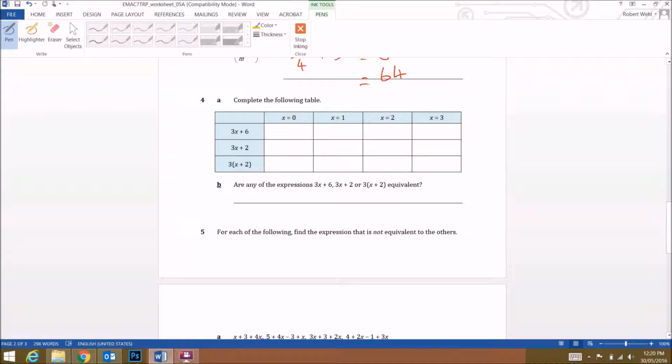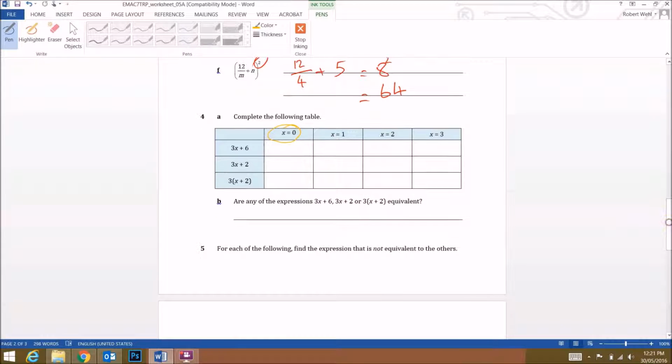Complete the following table. So here we need to substitute the value of x into this expression, and then give our answers. So if x equals 0, so 3 times 0 equals 0, so that'll be 6. And we're going to go along each row first because it'll help us. So 3 times 1 equals 3, plus 6 equals 9.